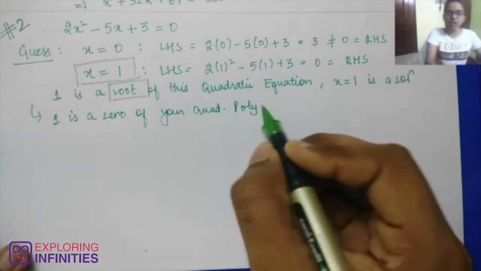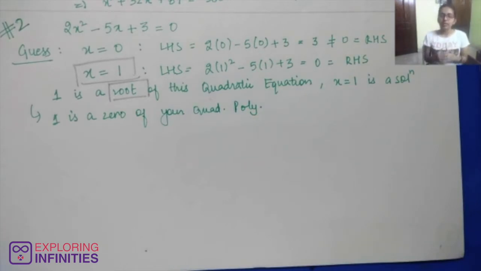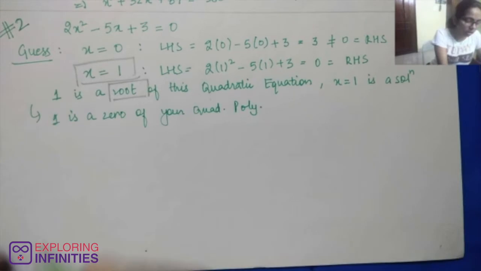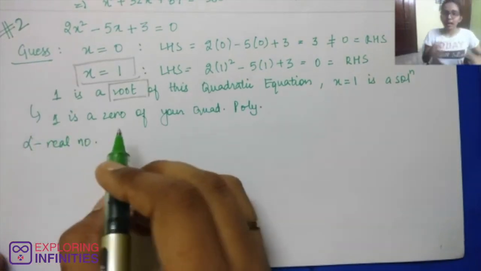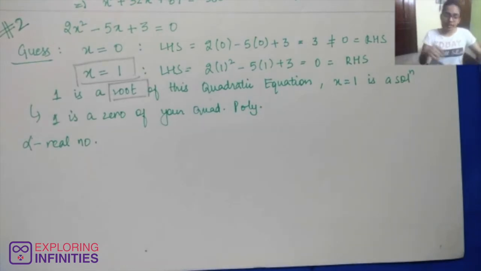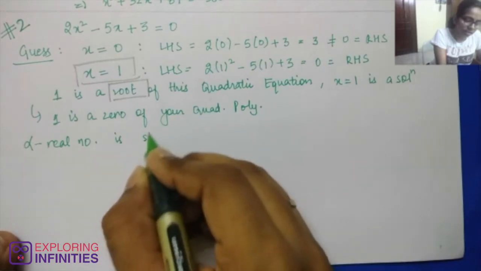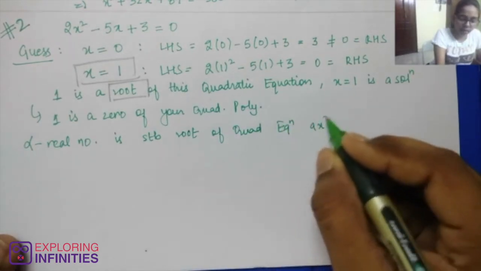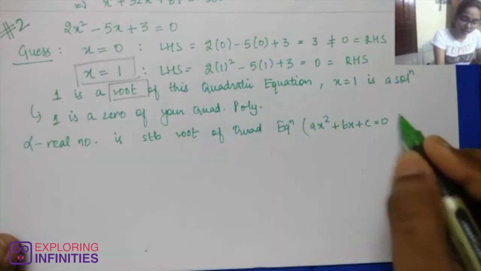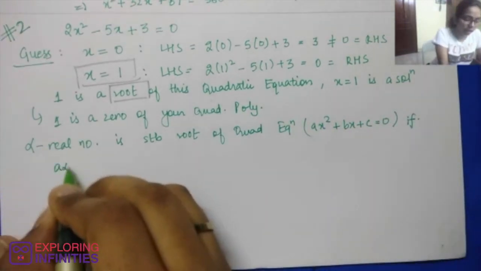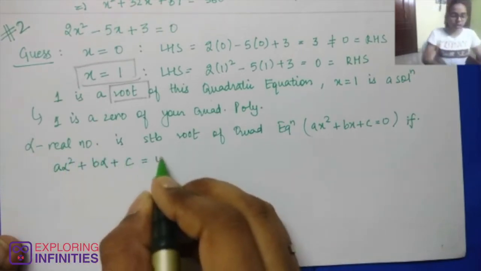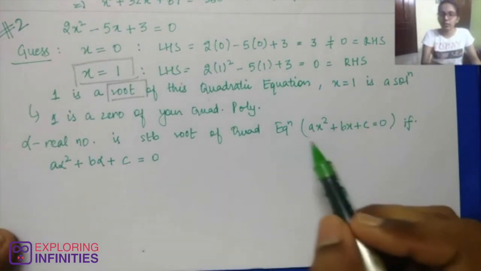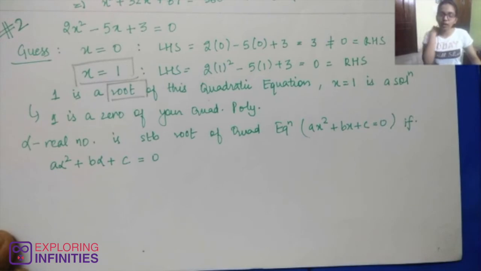So in general, what we can conclude is that if alpha is a real number, let alpha be a real number, this alpha will be said to be a root of a quadratic equation, that is ax square plus bx plus c equal to 0, if a alpha square plus b alpha plus c is equal to 0. That is, whenever you put alpha into our quadratic equation, if it's satisfied, we say that it is the root of our quadratic equation. Therefore, x equal to alpha becomes a solution to our quadratic equation.